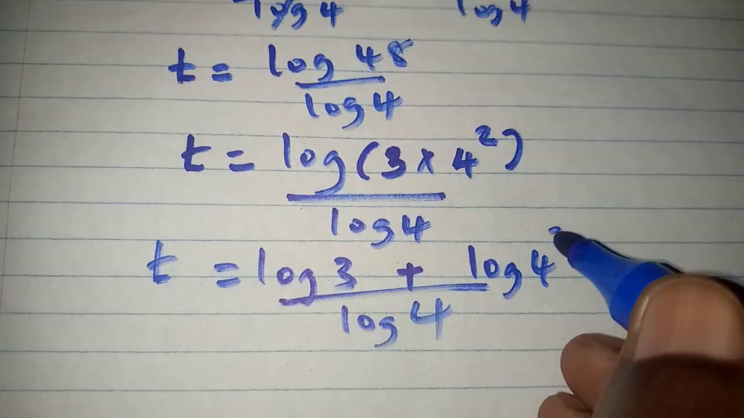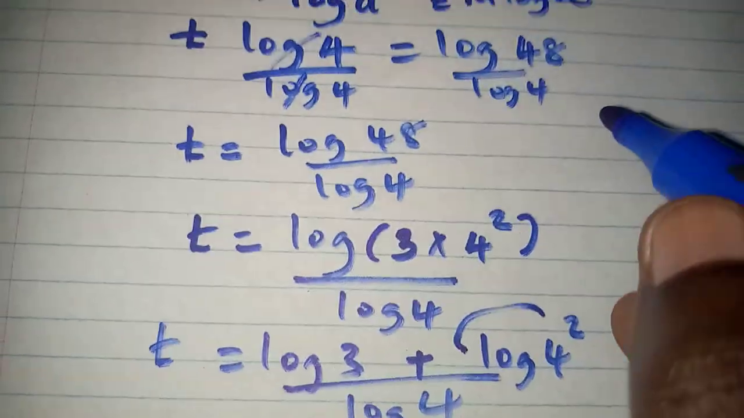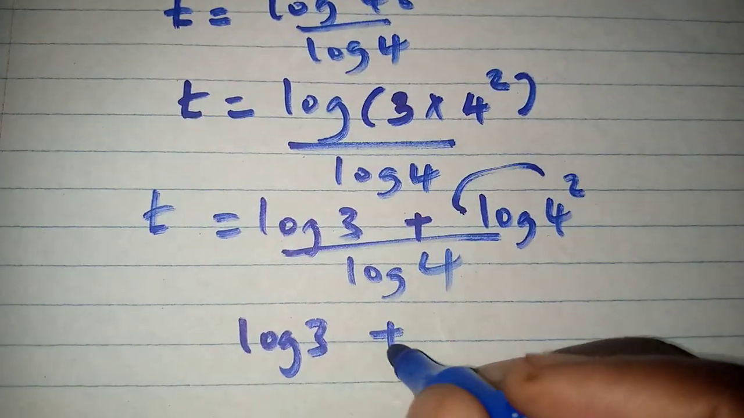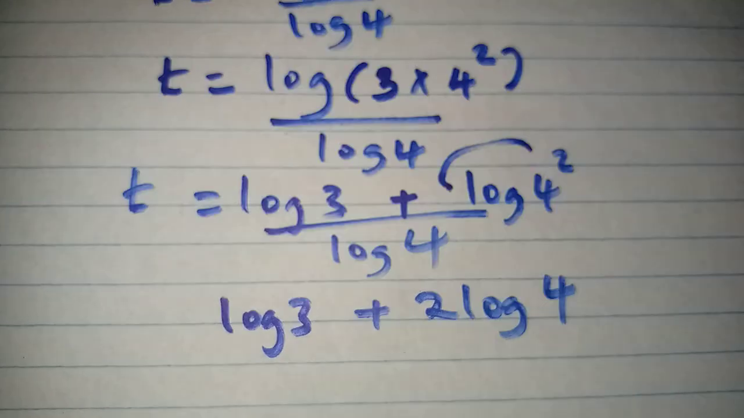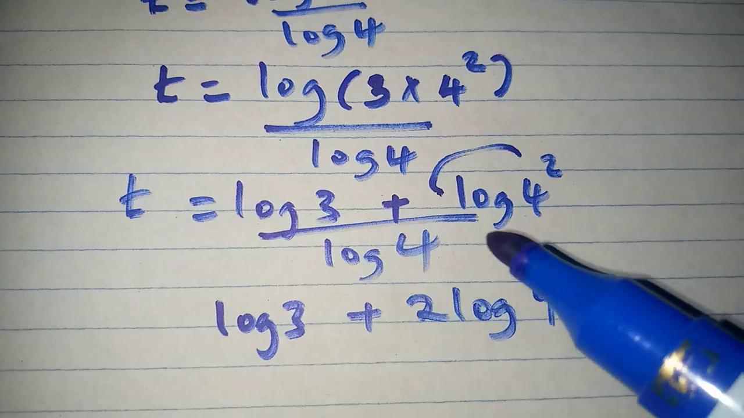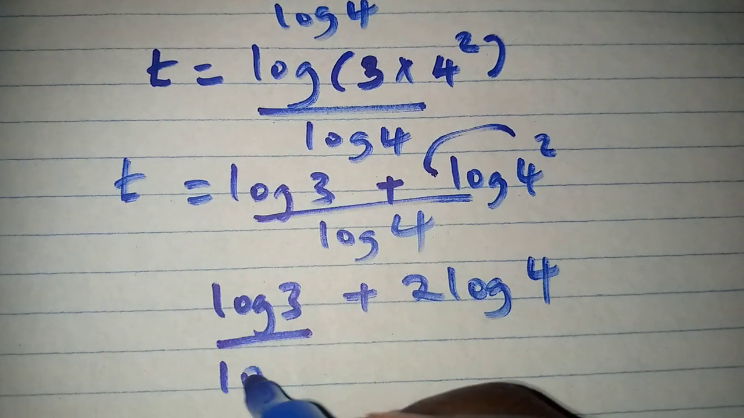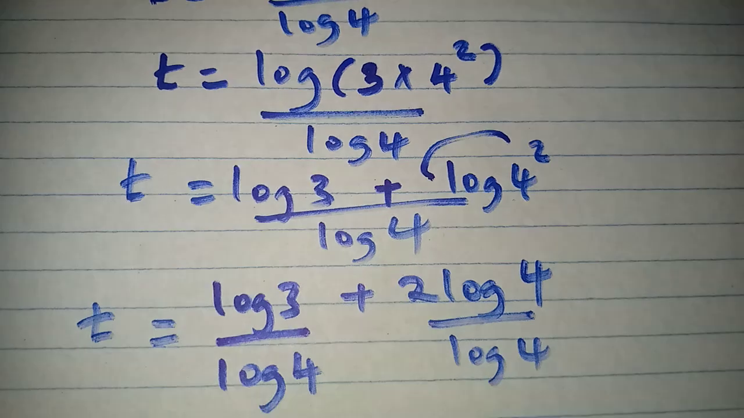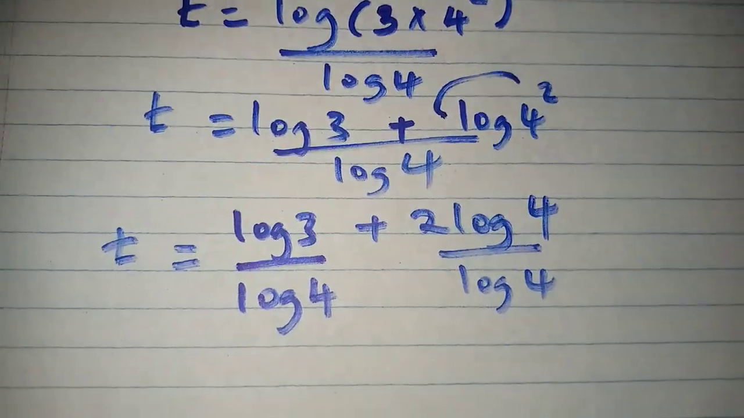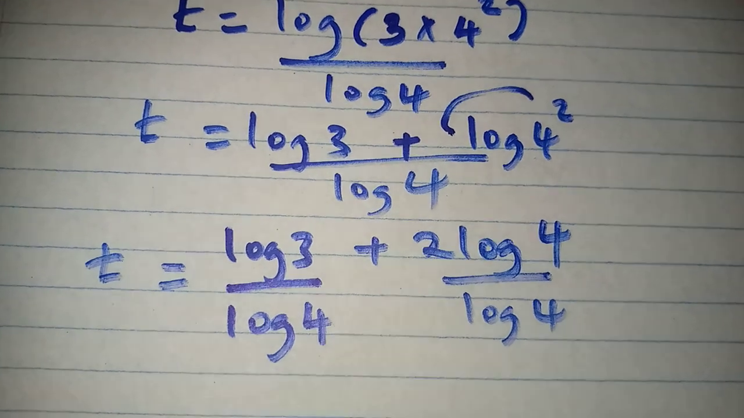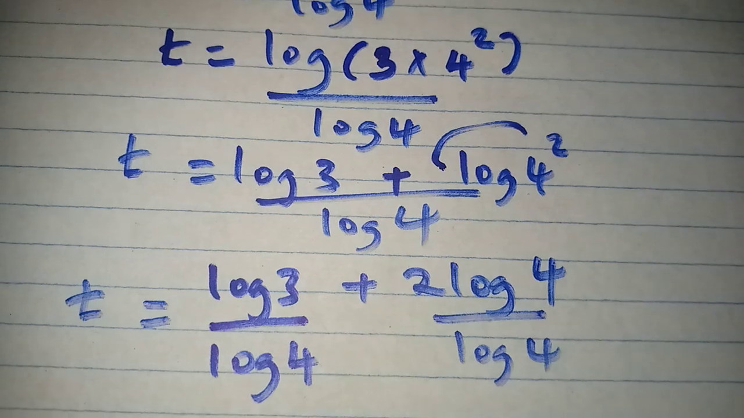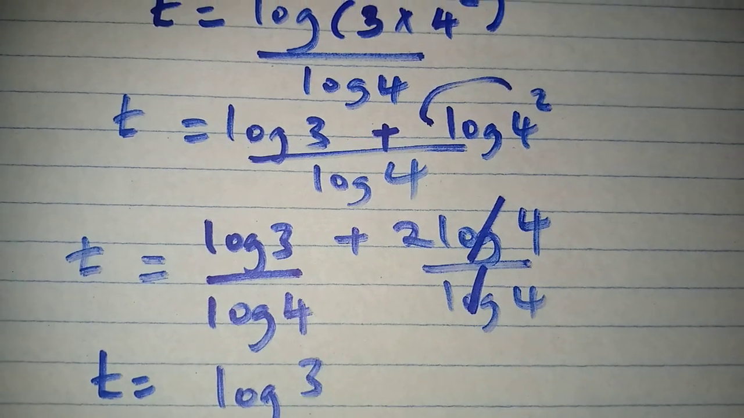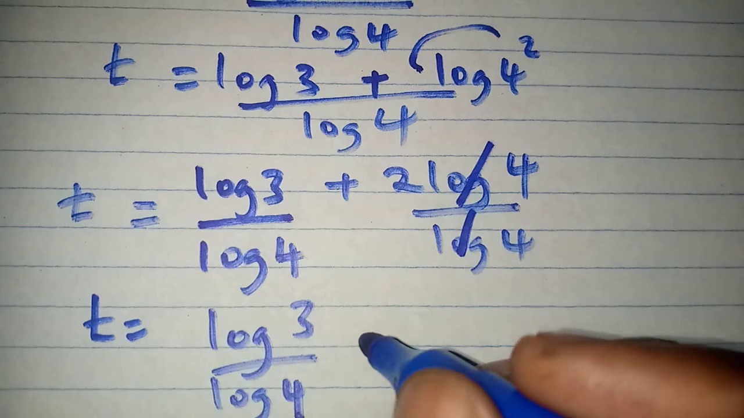Next step, I can bring this 2 here using this law, and it will be log 3 plus 2 log 4. Since the denominator is log 4, I can decide to write everything over log 4, should give me t. Well, at this point, I know log 4 and log 4 will cancel, and I will remain with t is equals to log 3 over log 4 plus 2.